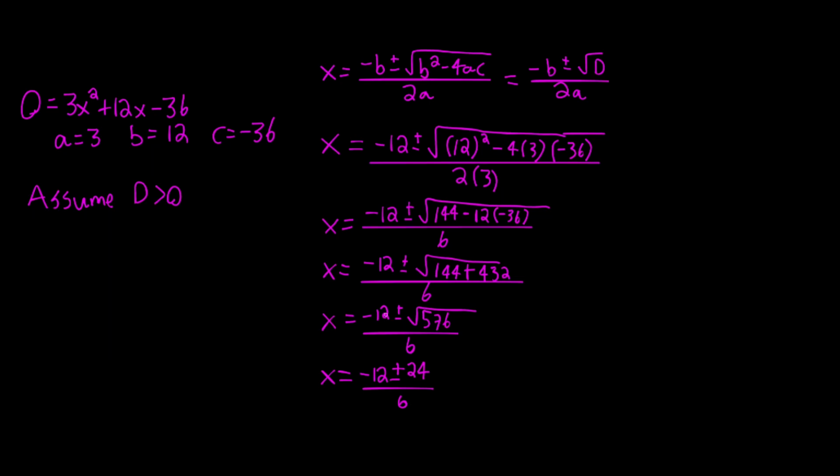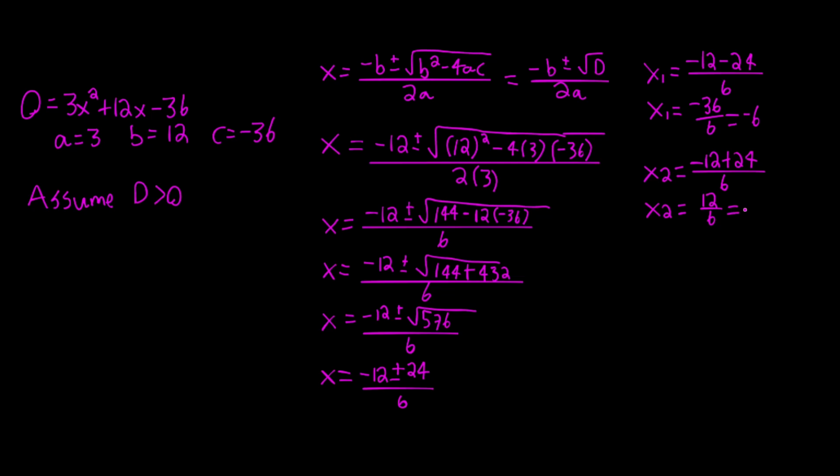Okay, so from here, we're going to split into our two different x cases. So we have x1 is negative 12 minus 24 divided by 6, which is going to give me negative 36 divided by 6, or negative 6. And I'm going to have x2 is negative 12 plus 24 divided by 6, which is going to give me x2 as 12 over 6, or 2. So therefore, the roots of the function are going to be negative 6 and 2.